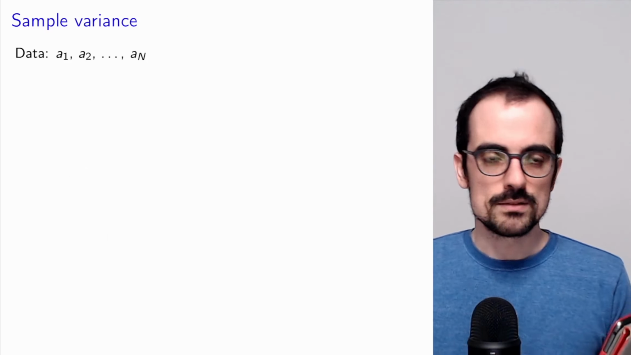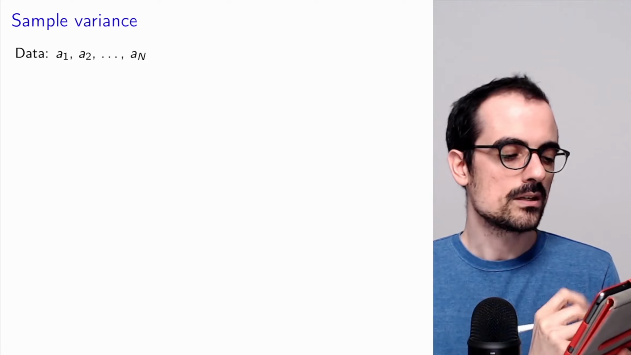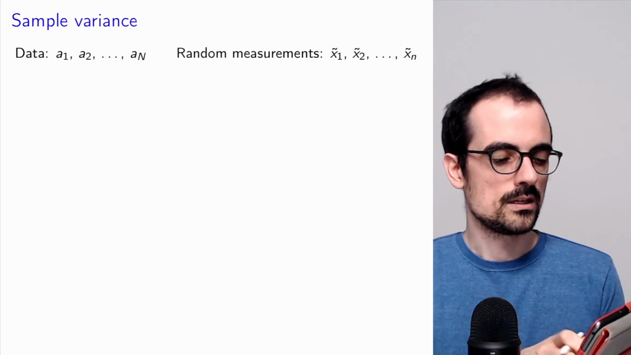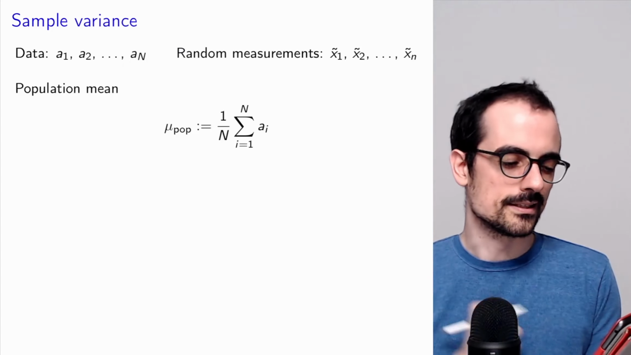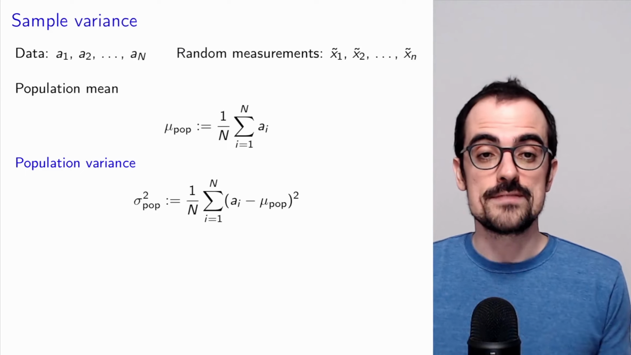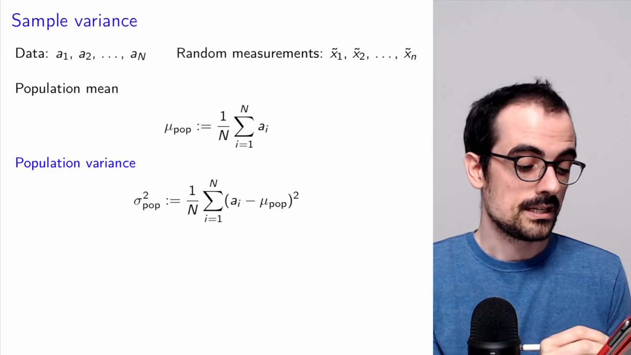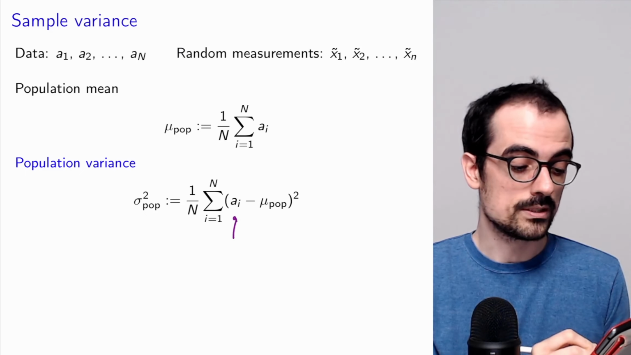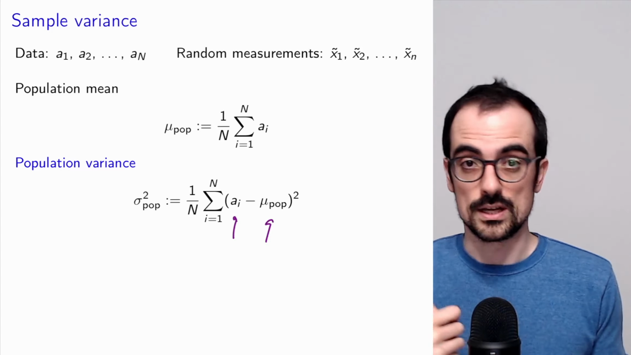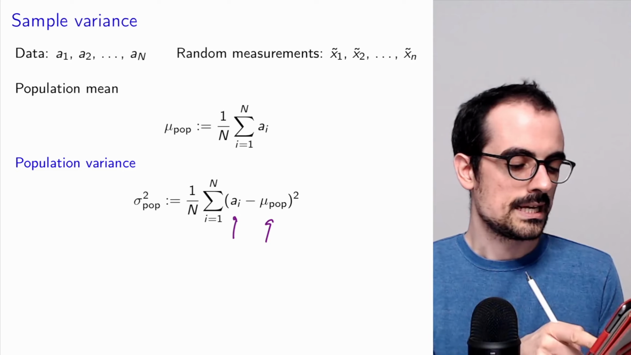What about the sample variance? Well, we can do exactly the same thing. We have these data points. We take some random measurements uniformly at random, independently, with replacement. The population mean is equal to this. The population variance we can define as each value centered by the population mean, squared, and then we sum over all the values.